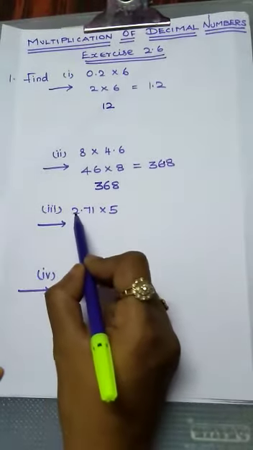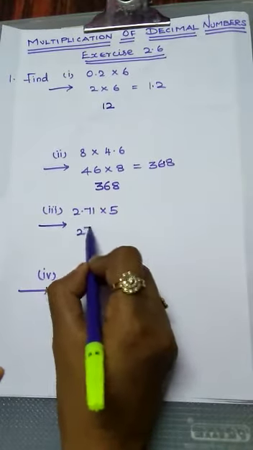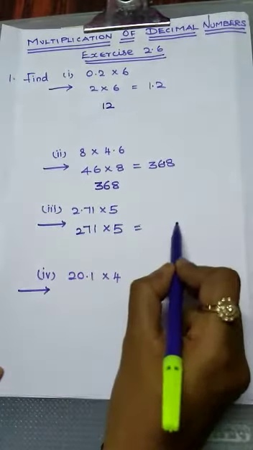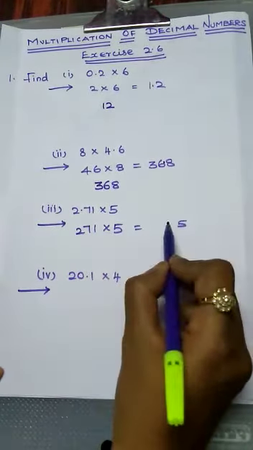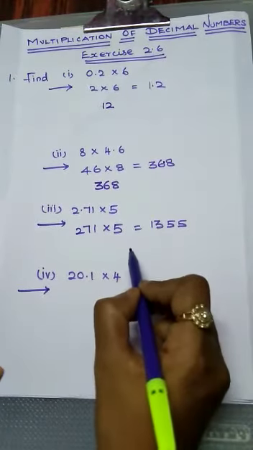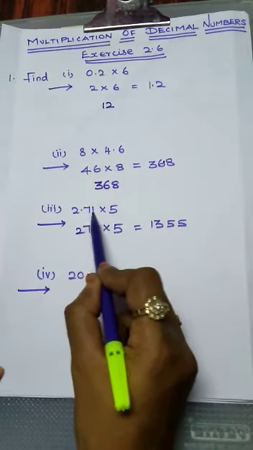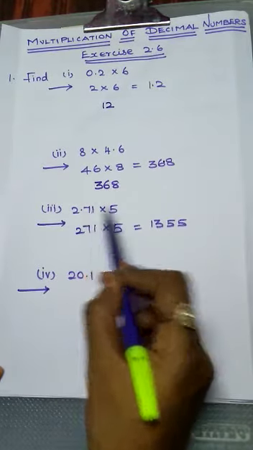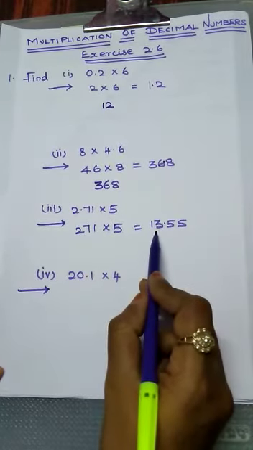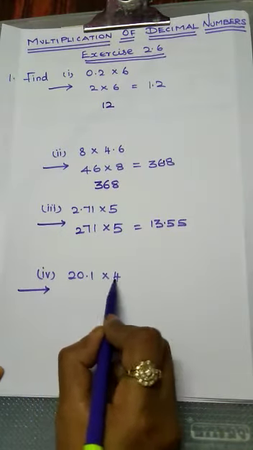Next problem, 2.71 into 5. Ignoring the decimal point, directly take the value 271 into 5. Multiply the values. 5 ones are 5. 5 sevens are 35, 5, balance 3. 5 twos are 10, 10 plus 3, 13. Now we count the decimal places. After the decimal point, how many digits here? 2 places. So we move towards the left, 1, 2, and put a decimal point here. The answer is 13.55.